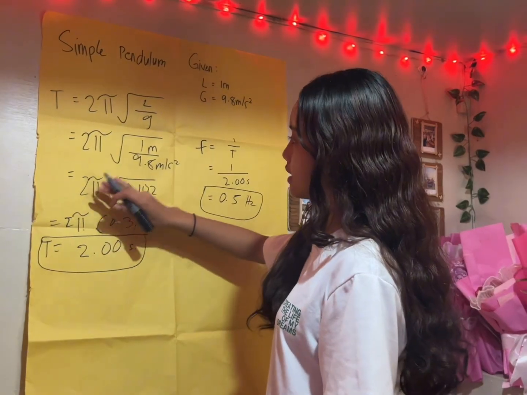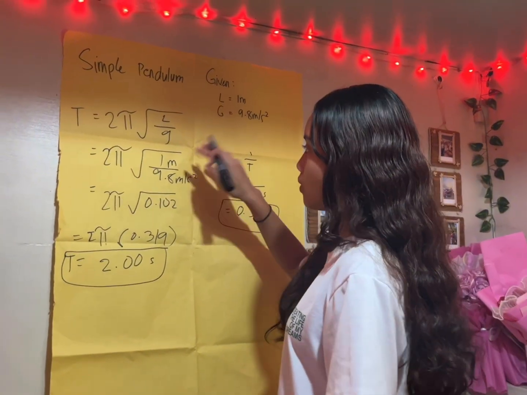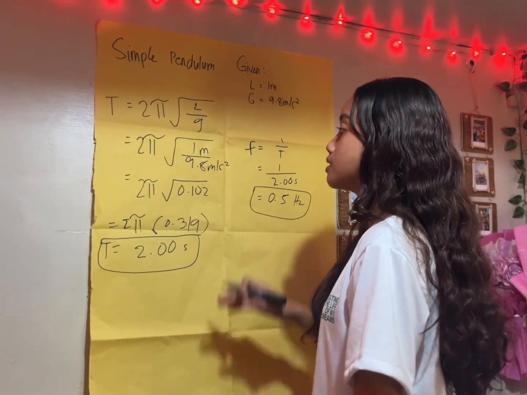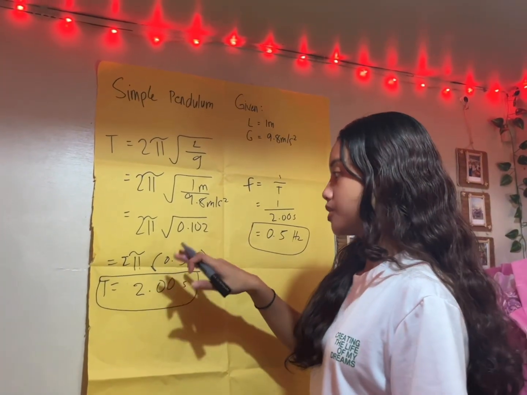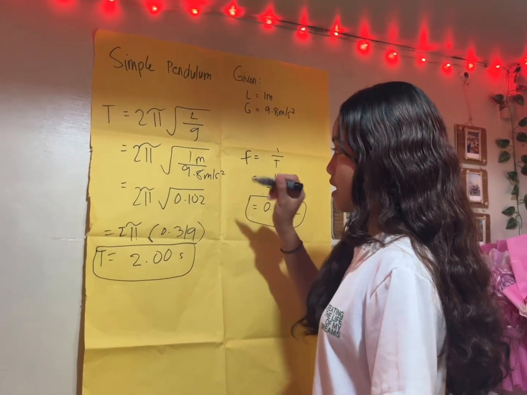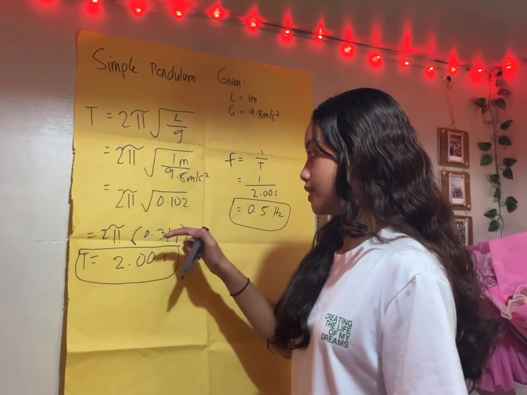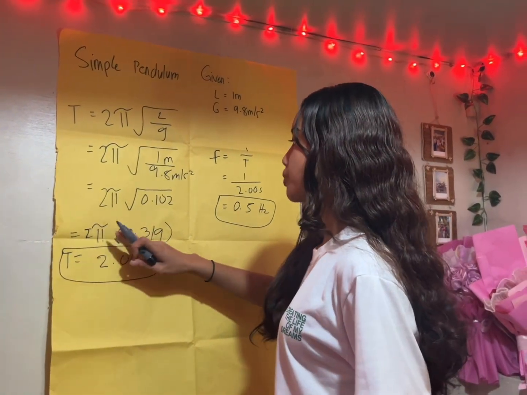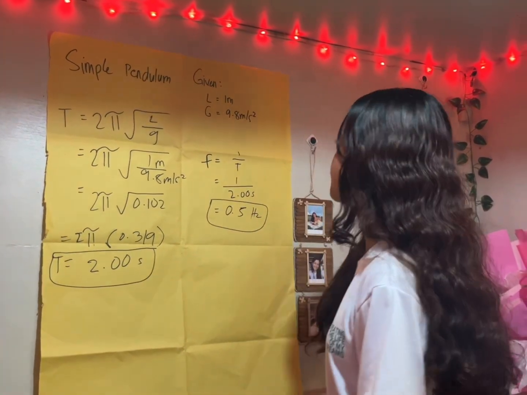So 2 pi square root of 0.102, that's because 1 meter over 9.8 meters per second squared is 0.102. So 2 pi times 0.319, that's because 0.319 is the square root of 0.102. Then the final answer is 2 pi times 0.319, which is equal to 2 seconds.